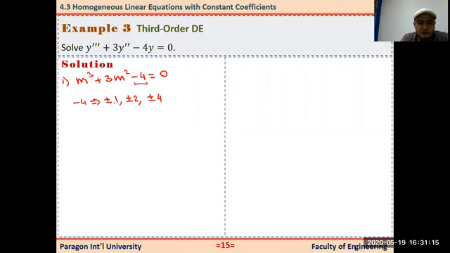Starting from the first one, the simplest one, that is 1 here. If I substitute m equals 1 into the equation, here we have 1 cubed, that is 1, plus 3 times 1 squared, that is 3, minus 4, that's equal to 0. And 0 is identically equal to 0. That means that 1 is one of the roots of this equation, right?